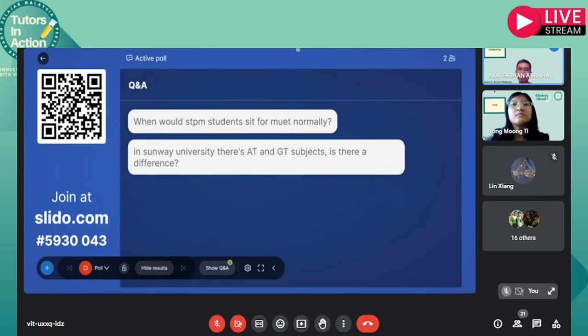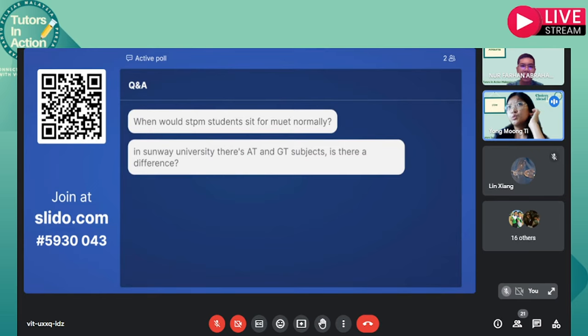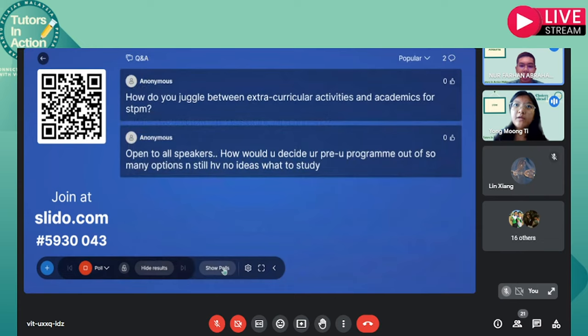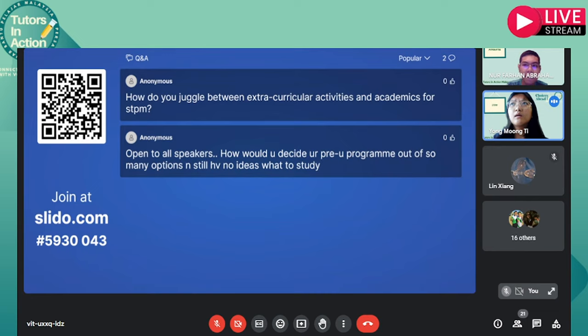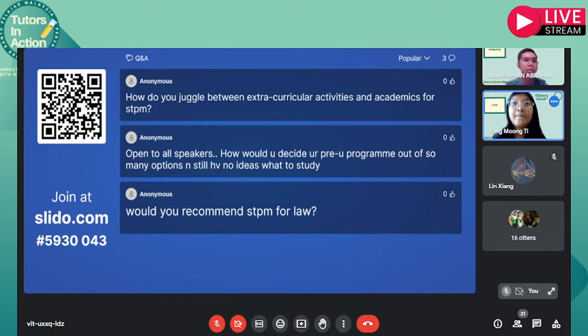For me, I think it was around June. So it's more towards the beginning of the year, I believe. During your semester two is when we would usually take MUET. You can take it earlier. There's another exam earlier, but usually if you want to take it with your friends, especially and you have to practice your oral with your friends, usually you'll take it at the same time.